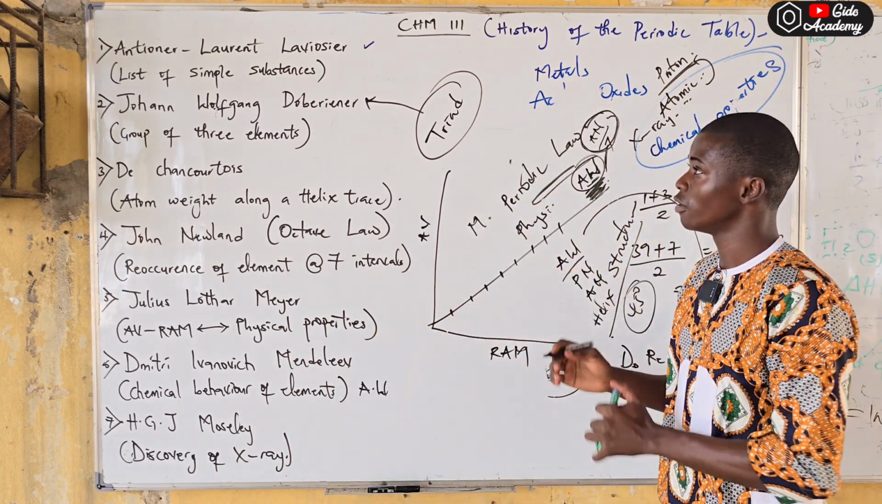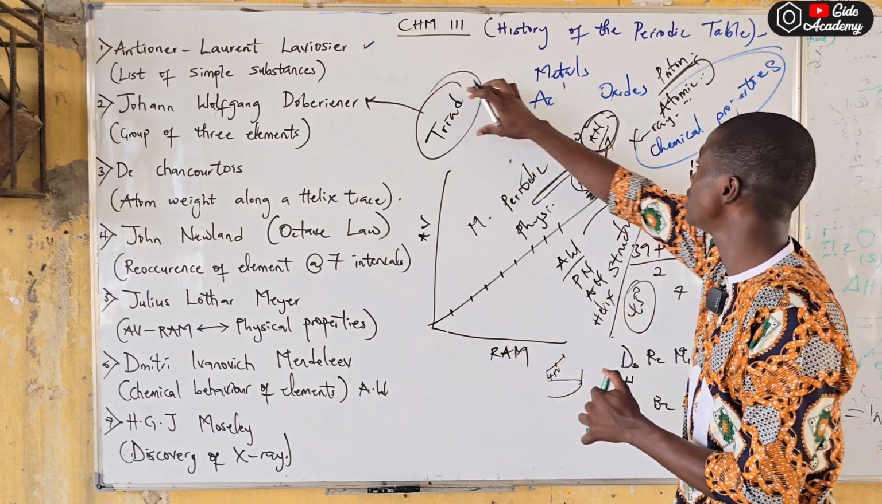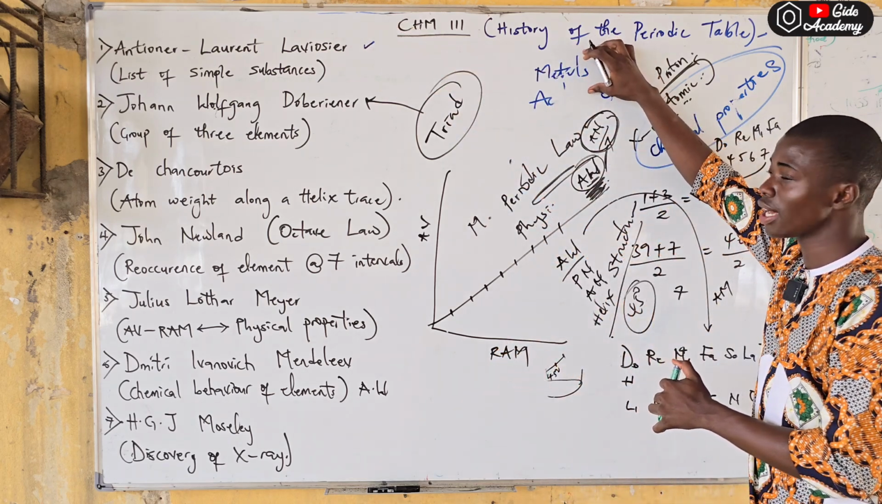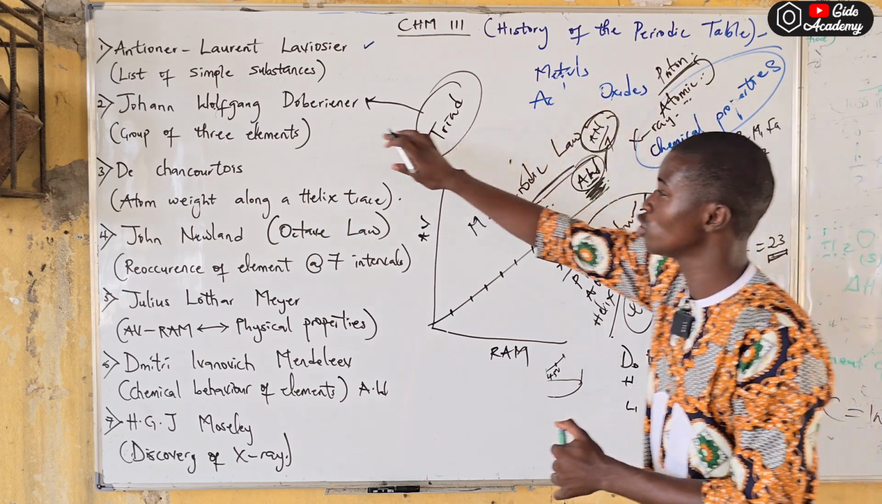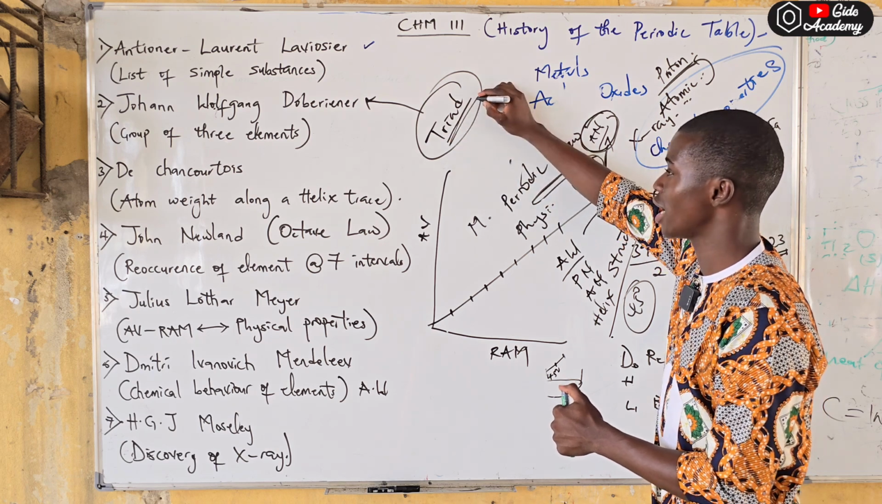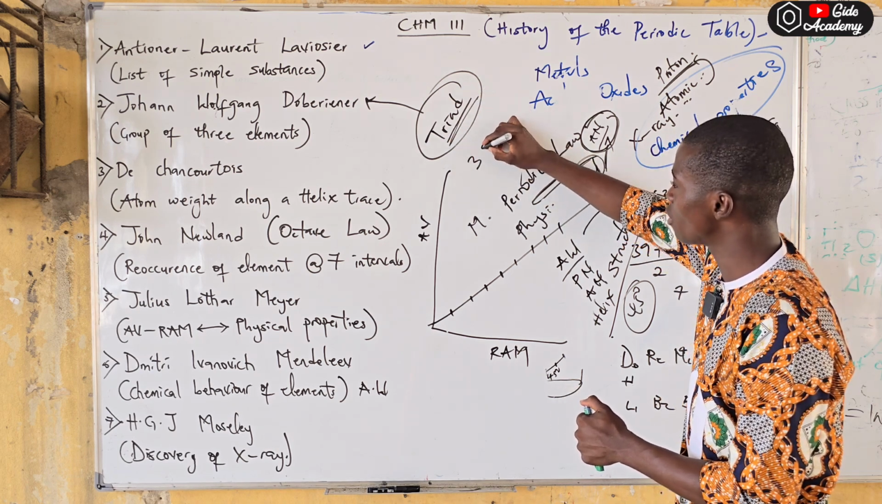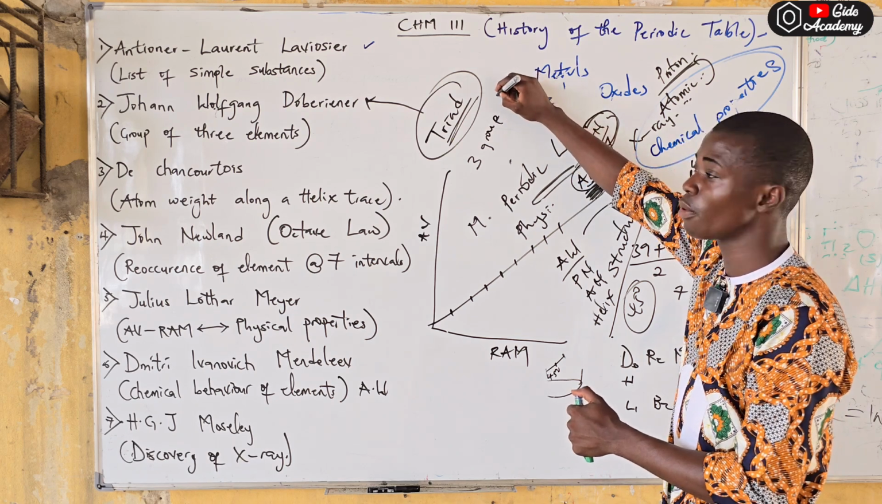X-ray. First, Antoine Laurent Lavoisier classified the elements into three. We have the metals, we have the acidic oxides, and we have the what? The earthy salts. Johann Wolfgang Dobereiner classified the elements using triads. These are groups of three elements that have the same chemical property.